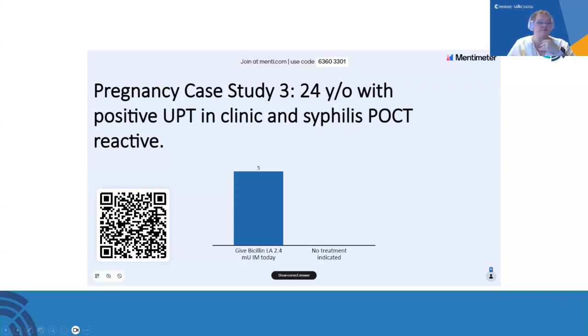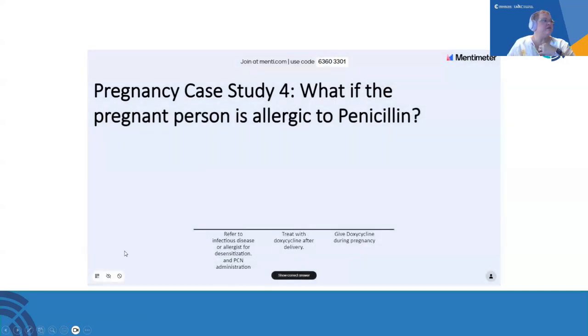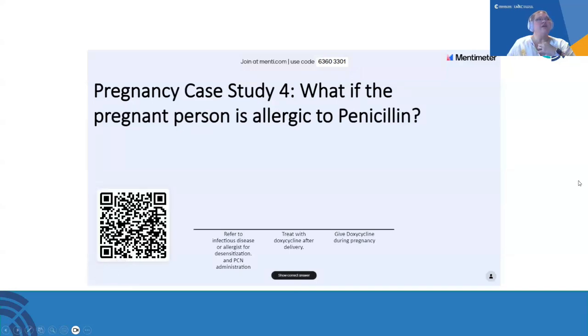Okay. Let's do this one. What if the pregnant person is allergic to penicillin? What are we going to do? Do we refer to ID or an allergist for desensitization and penicillin administration? Do we treat with doxycycline or give doxycycline after she delivers?